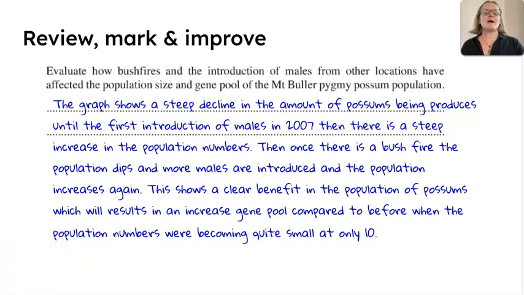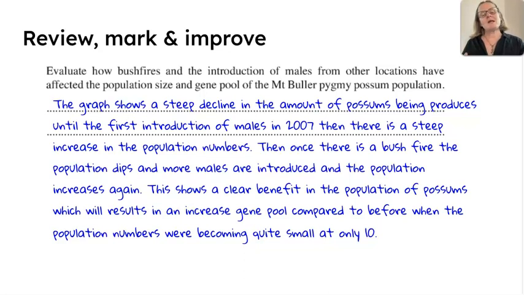So what did you think about this answer? We've got a graph showing a steep decline in the amount of possums being produced until the first introductions of males in 2007, then there's a steep increase. There's a bushfire and the population dips and more males are introduced and the population increases again. So it shows a clear benefit of the population of possums, which results in an increase in the gene pool compared to before, when the numbers were becoming quite small at only 10. So there's reference to the stimulus there. We've got dates, we've got numbers of populations.